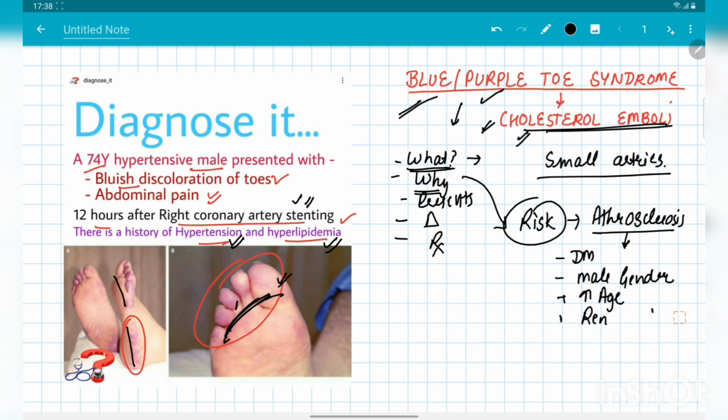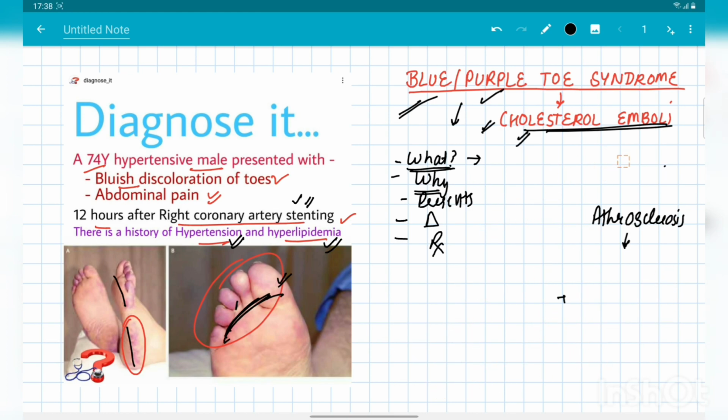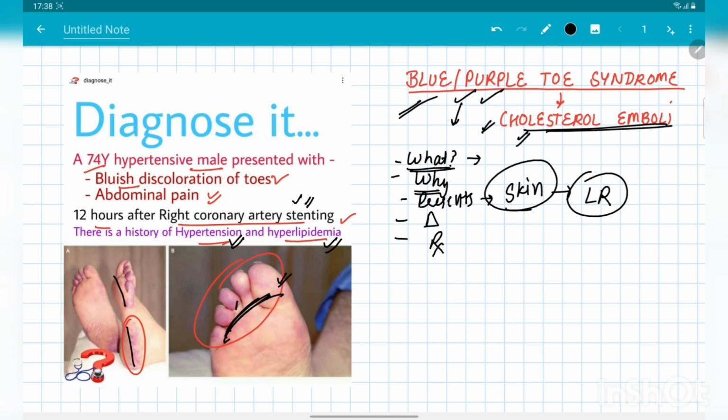Now let's come to the presentation part, how the patient presents. I have already told you there are a lot of manifestations. Firstly, we'll start with the skin manifestations. In the skin manifestations, as you can see, there are blue and purple toes. The other is development of livedo reticularis. These blue purple toes develop due to ischemia, and due to that ischemia, some kind of ulcers and in the end gangrene may also develop. These are also associated with a lot of pain for the patient. So these are the major skin manifestations.